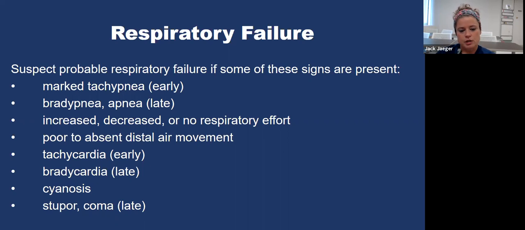At first, the heart rate's going to be fast to compensate, but then as the child's body wears down, you're going to have bradycardia. You're going to observe for cyanosis, and then a late sign would be a stupor or coma where the brain's not getting enough oxygen.